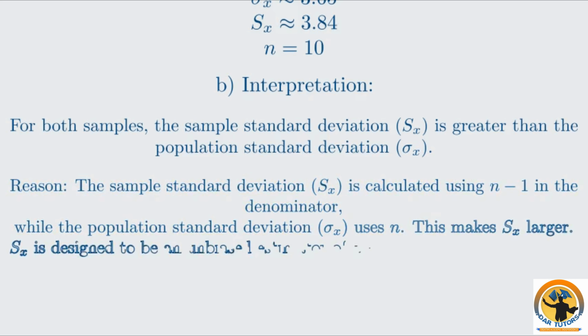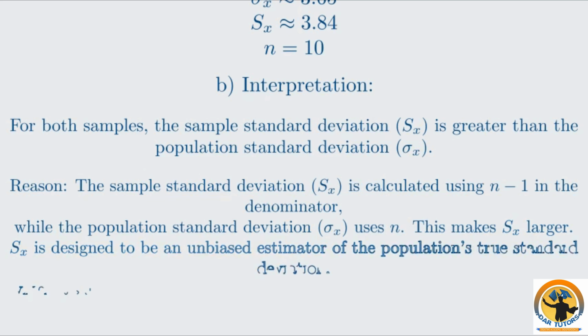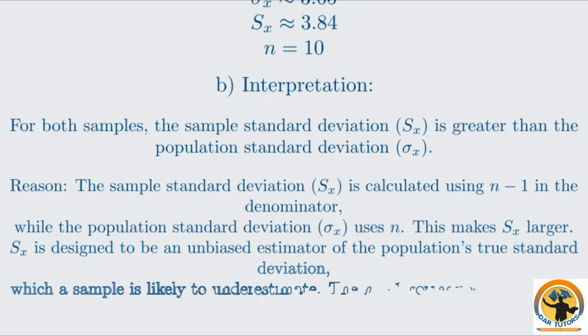be an unbiased estimate of the population's true standard deviation. A sample, especially a small one, is likely to underestimate the variability of the entire population. Dividing by n minus 1 instead of n helps correct this bias and provides a more accurate and usually larger estimate.